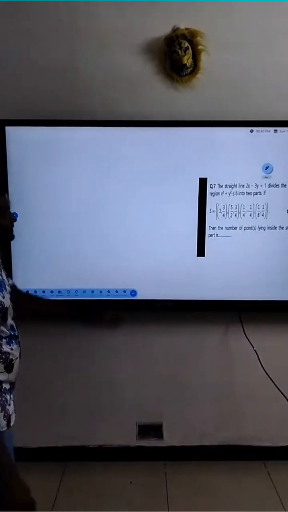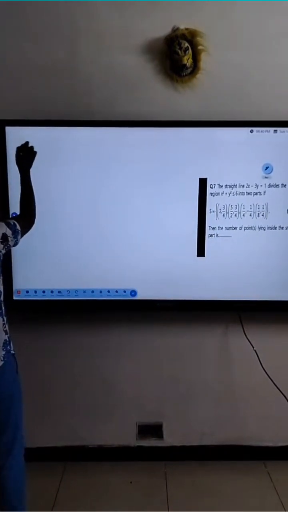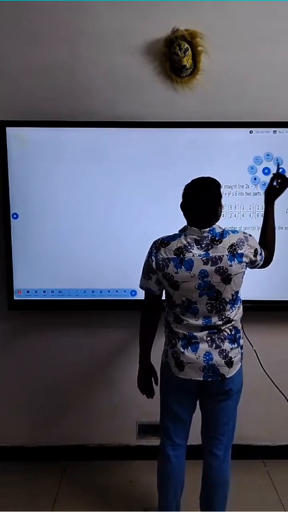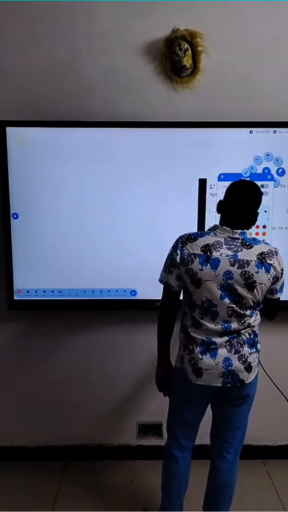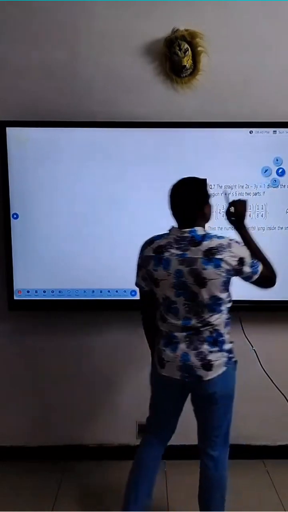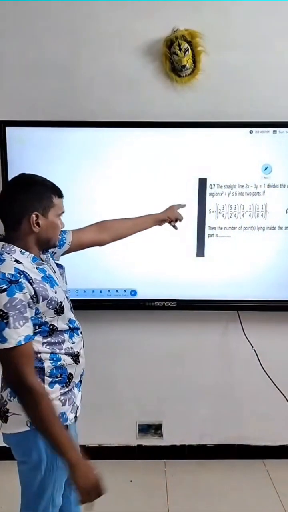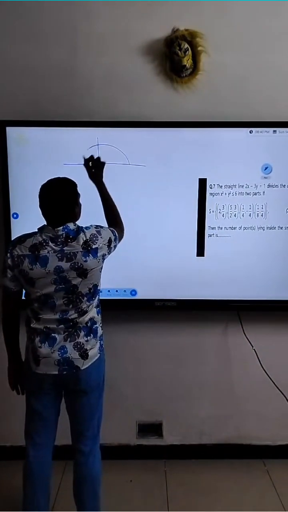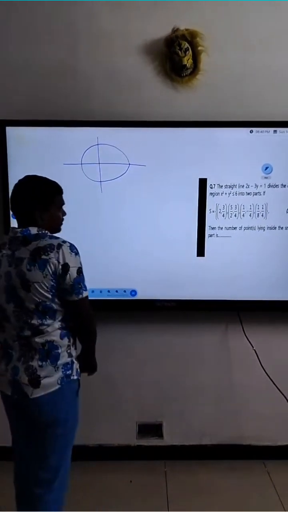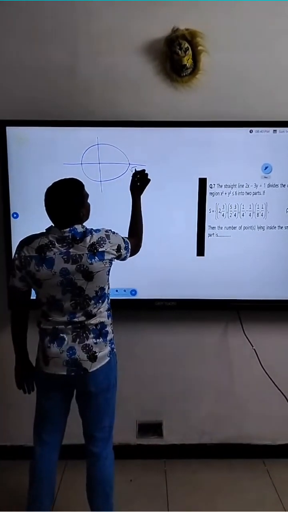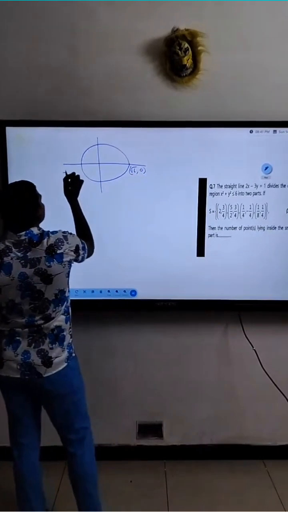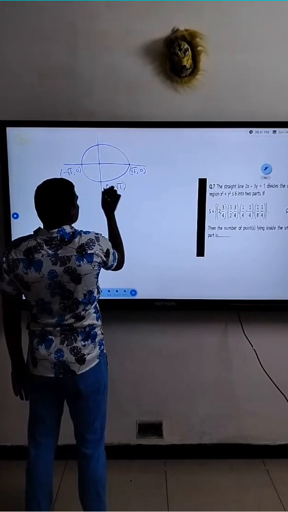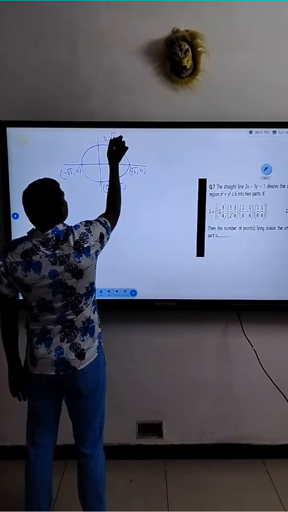Go next. Yes. Next question is from JEE 2011. This is the 2011 question. And see what they say, a straight line is dividing the circular region. First of all, we can see one circle, X square plus y square equals 6. So this is your root 6 comma 0, minus root 6 comma 0, 0 comma minus root 6, 0 comma root 6.